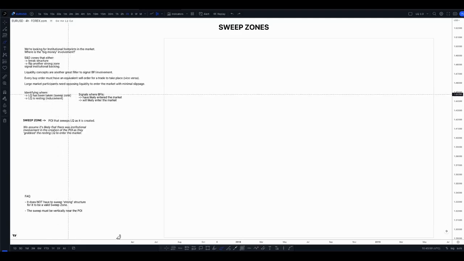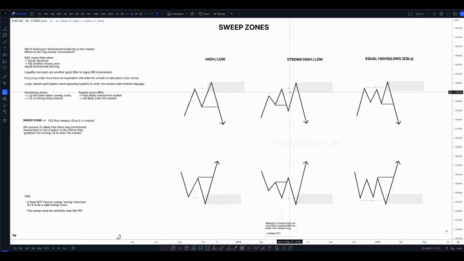So when we say it's been taken in the past, and it leads to the creation of a supply and demand zone, that is what we call a sweep zone, okay? And that signals where BFIs have likely entered the market. And this is where we get some of these patterns like this, okay?